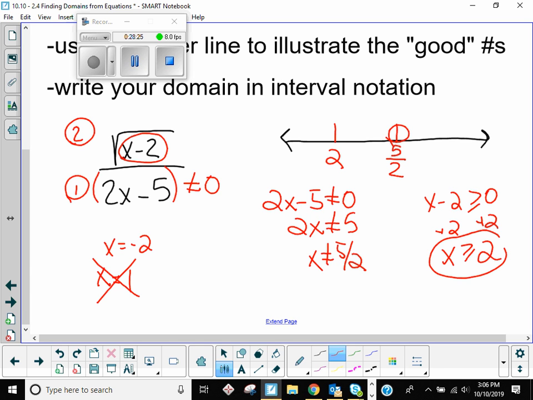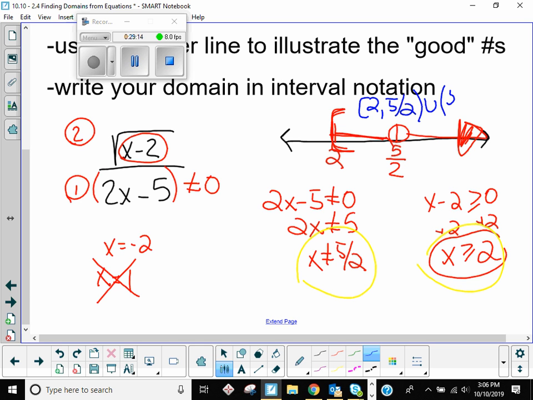So we already have graphed this thing. We've already taken care of that. Now we need to incorporate that x is greater than or equal to 2. So I need everything to the right of 2. It can also equal 2, so I need a bracket. And everything to the right of 2 except 5 halves, because we already said that can't work. But everything else on the right does work. And so there's our graph, and now we only need to put it in interval notation. That's so easy to do once you have your picture here. It's bracket 2 to 5 halves, parenthesis, because it's excluded, union, and then it picks up at 5 halves again and goes off into infinity. It goes off into la la land.